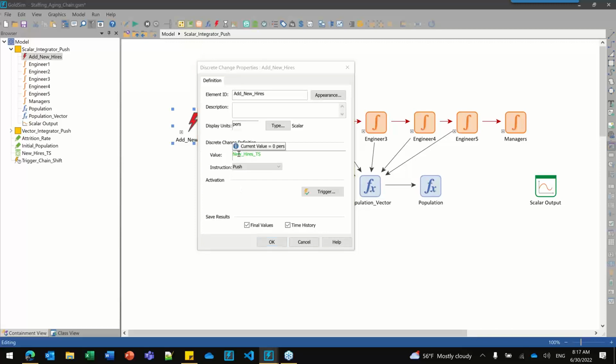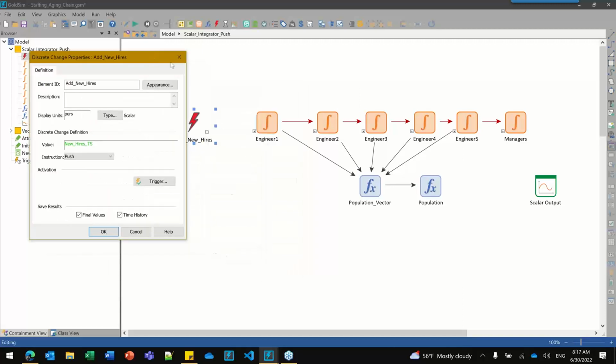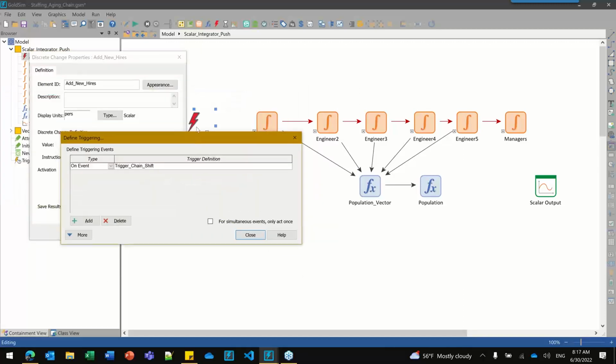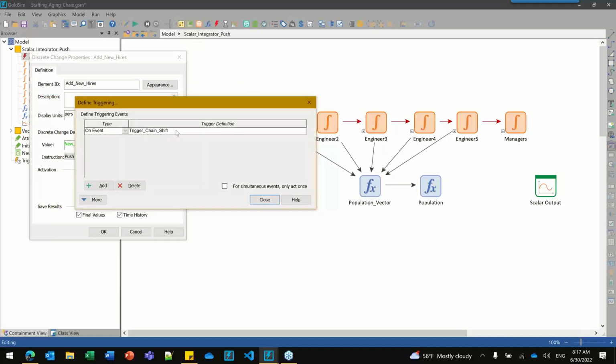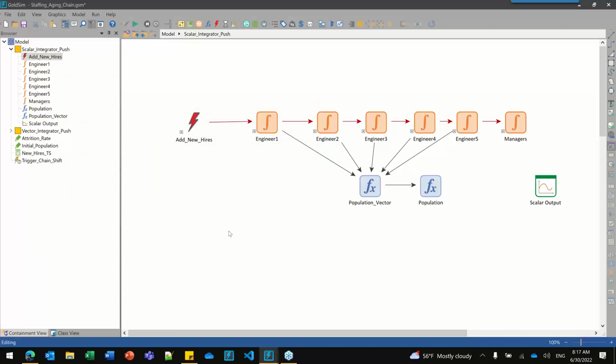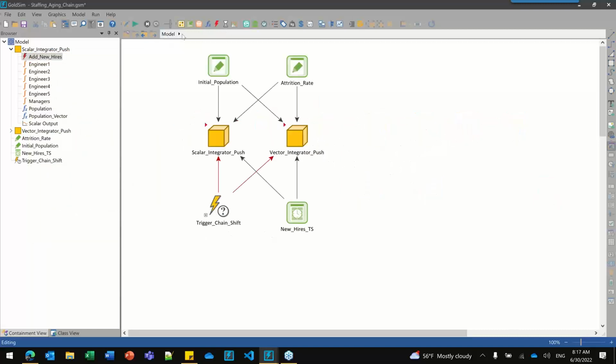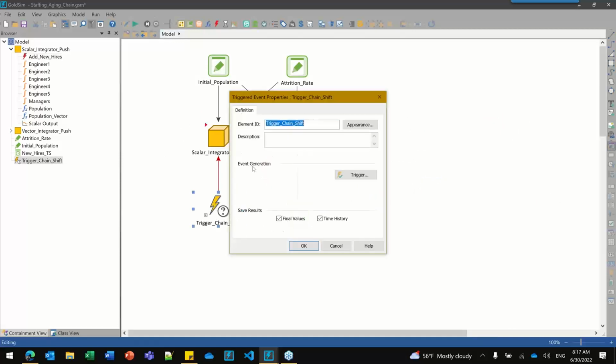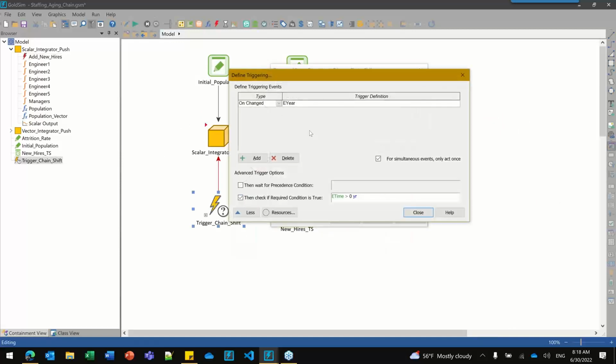We're taking a value that we get from a time series and we push it into this integrator, engineer one. And we do that whenever it's triggered. And this trigger is based on another event somewhere else called trigger chain shift. And so we can go look at that. If I go up a level, we have this event, just a triggered event that says, do this once a year. And I'm using an elapsed time simulation. So that's why it's E-year.